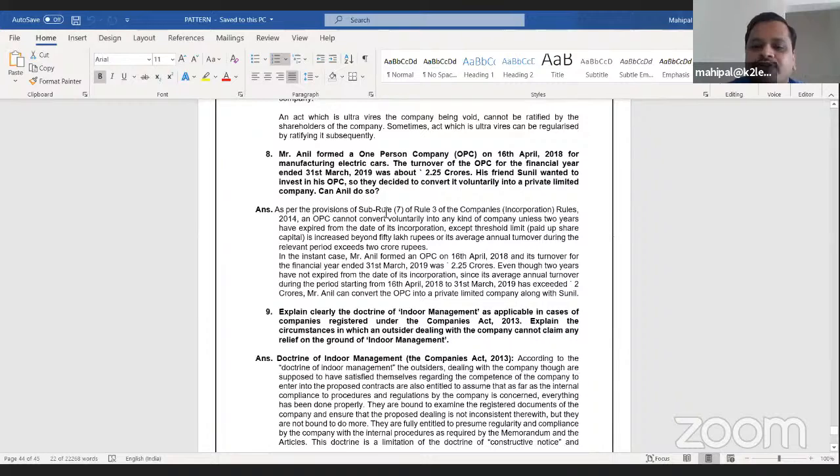The turnover of the OPC for the financial year ended 2019 was about 2.25 crores. Sunil wanted to invest in the OPC, so they decided to voluntarily convert it into a private limited company. Can Anil do so? Look at this important technical question. Anil formed a one-person company for manufacturing electric cars. The turnover of the OPC for the financial year was about 2 crores. His friend Sunil wanted to invest in the OPC, so they decided to convert it into a private limited company. Yes or no? So first of all, as soon as you cross 2 crore, can you convert that?